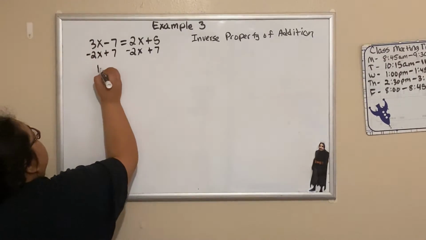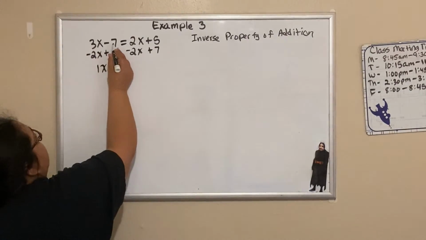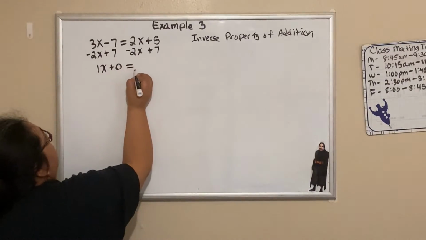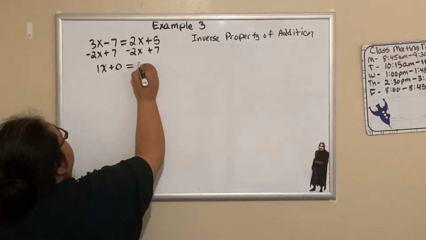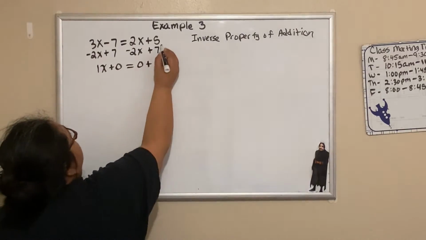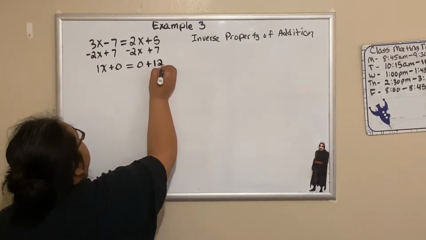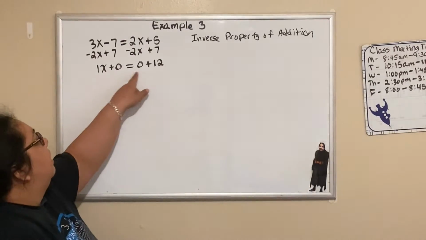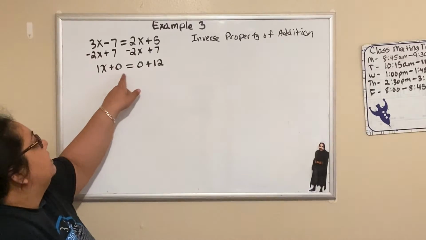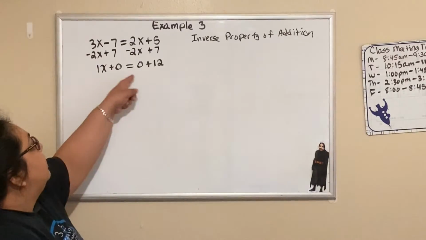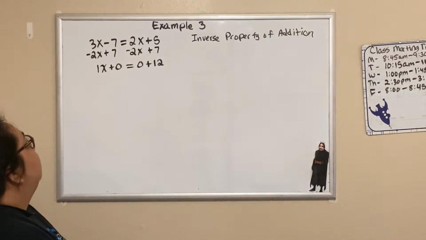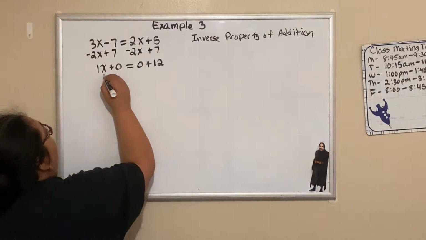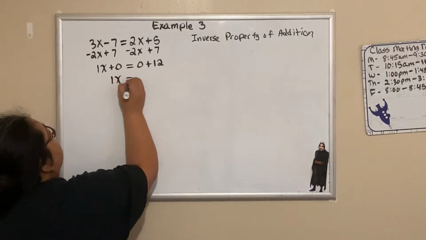And now we're going to simplify. 3x minus 2x is 1x. Negative 7 plus 7 is going to be plus 0. And this is going to equal 2x minus 2x, that's going to be 0, plus 5 plus 7 is 12. And as you can see, we have a step where we have the identity property of addition. Remember, we can skip this step. We don't have to write 0. We can go straight to 1x equals 12.